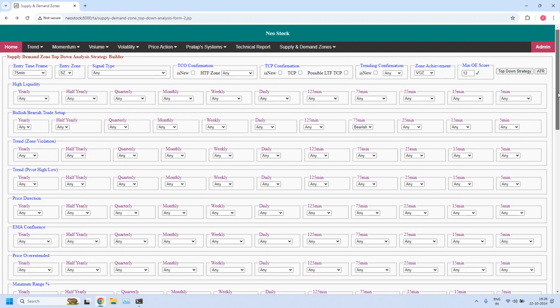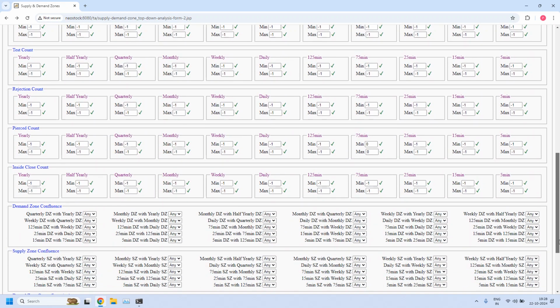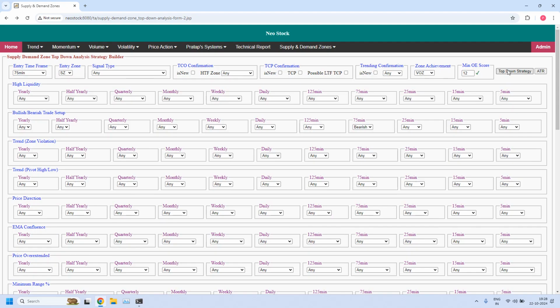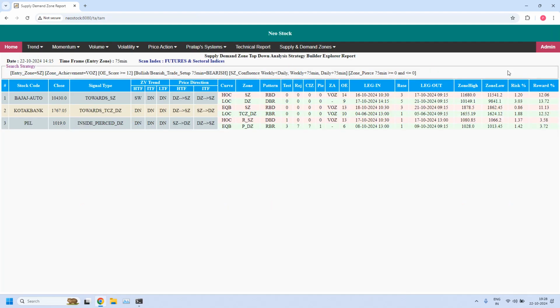Now in the supply zone confluence, already we enabled 75 minute supply zone with daily supply zone, and 2 more filters, 75 minute supply zone with weekly supply zone, daily supply zone with weekly supply zone, that is HTF confluence. With all the 3 filters, let's verify LTF, ITF and HTF confluence supported stocks.